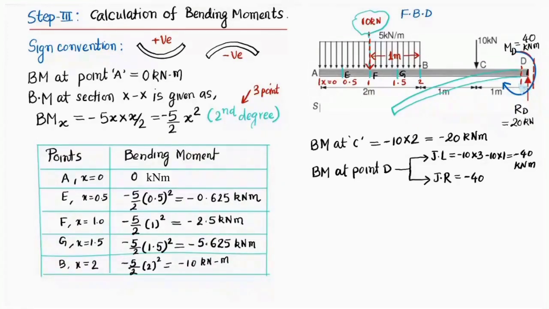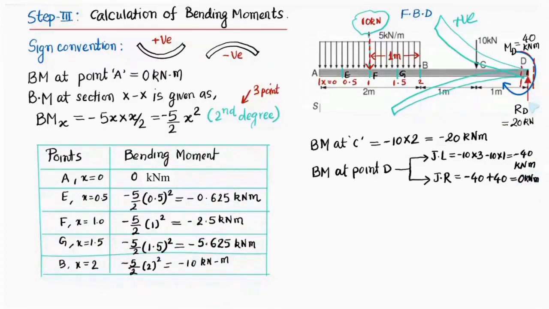Additionally, this particular moment, which is MD, will be acting. If you can see here, due to application of this moment, your beam is going to bend this way, friends. So this is going to be a positive bending moment. That additional moment would come into the picture, that is plus 40, so that is going to be 0 kilonewton meter. So remember, just before point D it will be minus 40 kilonewton meter, and just after D it will be 0 kilonewton meter.